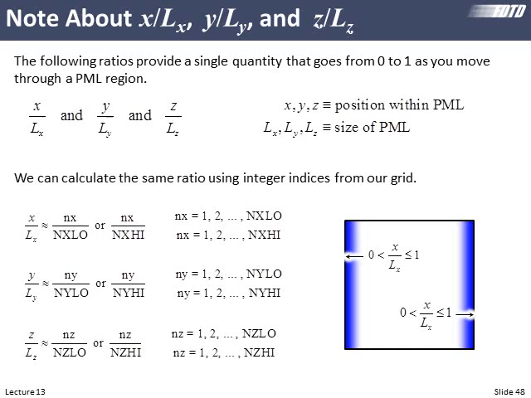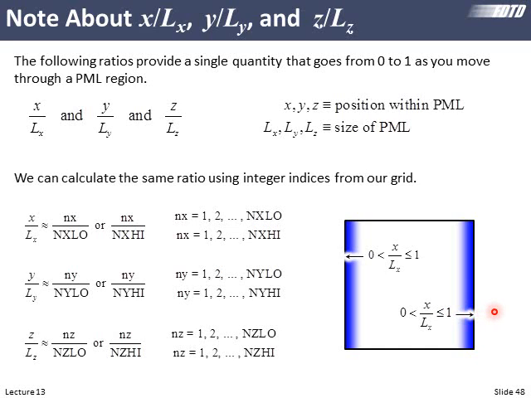So let's go back to this concept of these ratios. We have X over Lx, Y over Ly, and Z over Lz. These ratios simply go from 0 to 1 from the start of the PML to the outside of the PML. So for example, for the x-axis PML, we will start at 0 on the left side of the grid. We start at 0 here, and as we work outward, that ratio goes from 0 to 1. Likewise, on the right-hand side of the grid, that ratio starts at 0 here and then works out until 1 at the very edge.